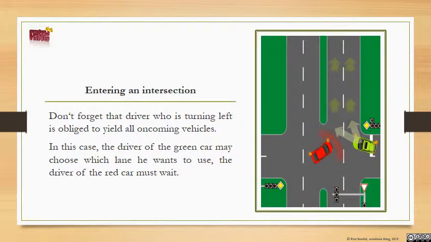Don't forget that the driver who is turning left is obliged to yield to all oncoming vehicles. In this case, the driver of the green car may choose which lane he wants to use, and the driver of the red car must wait.